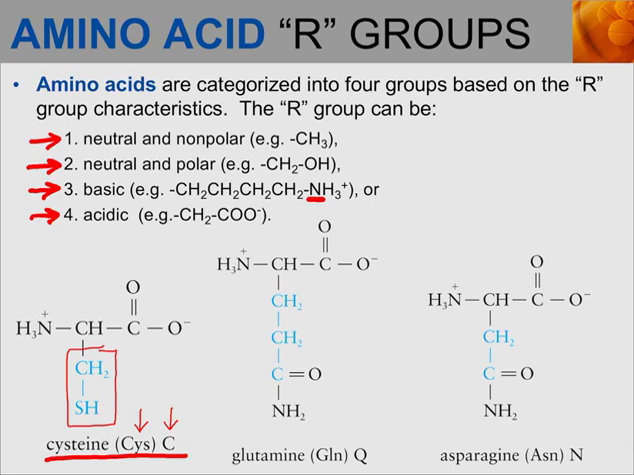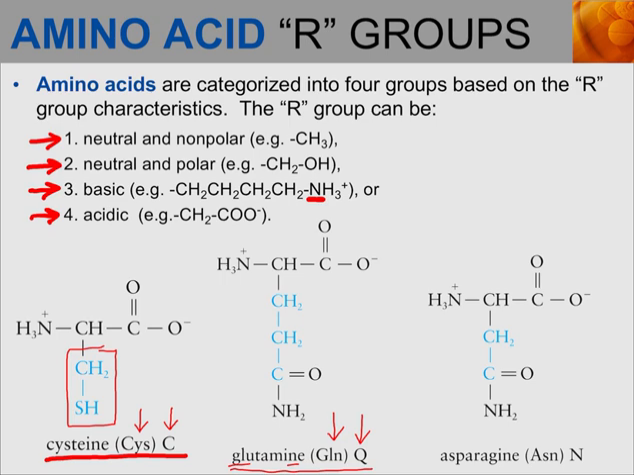Now let's look at the one next to that, glutamine. Glutamine has the three-letter abbreviation GLN, which kind of makes sense. We've got that GL and then N. But its one-letter abbreviation is Q, and that's because the G was already taken by another amino acid.